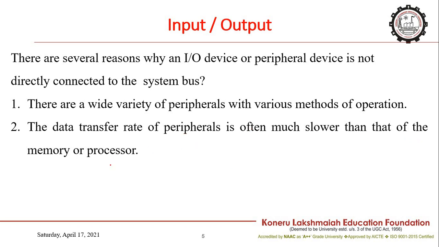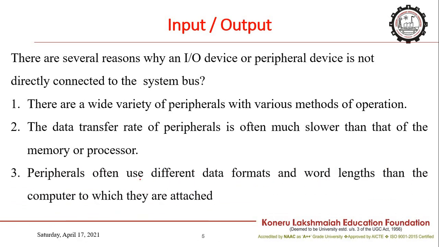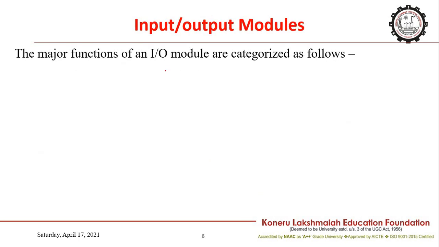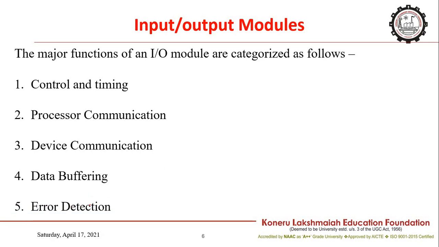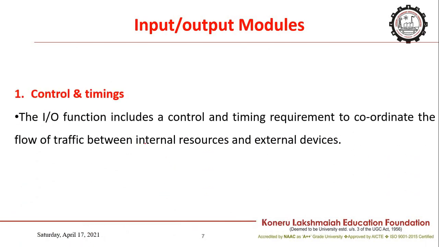So it is slower to directly connect to the processor, and peripherals use different data formats and word lengths than the computer to which they are attached. So the major functions of an IO module are control and timing, processor communication, device communication, data buffering and error detection. As we had discussed, an IO module is nothing but an input output module. So basically, control and timing.